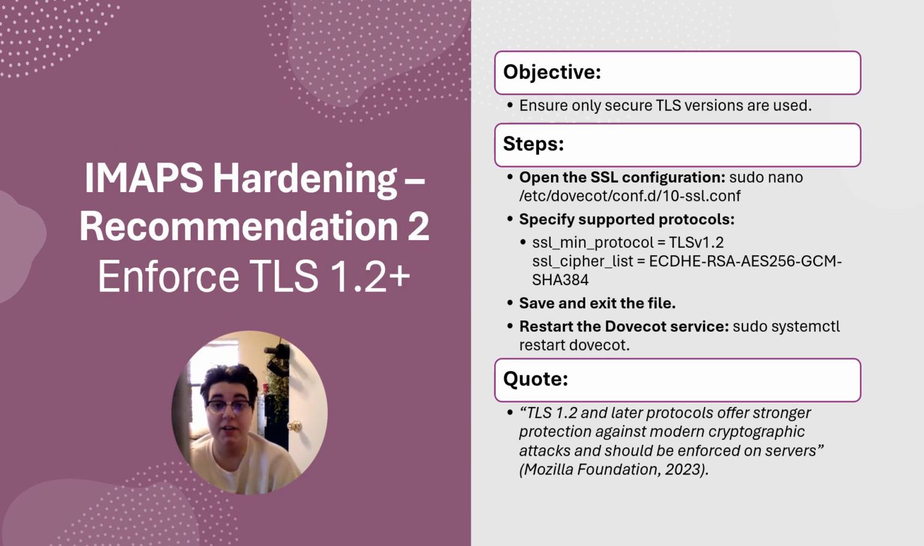The second hardening recommendation is enforcing TLS version 1.2 or higher. Earlier versions of TLS and SSL are vulnerable to several attacks, such as downgrade attacks, where an attacker forces a connection to use a weaker protocol. Requiring TLS 1.2 ensures that only secure protocols are used to encrypt communication. With this in place, we further reduce potential threats. Now on to our final recommendation for IMAPS.